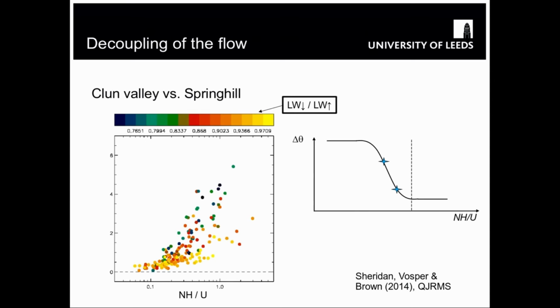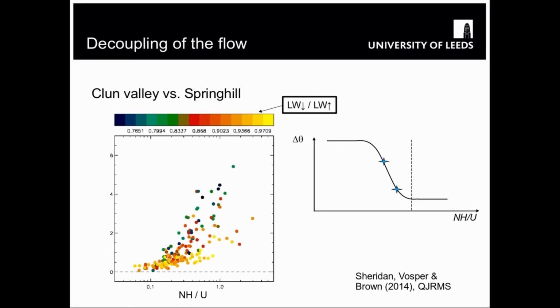So here we're looking at the temperature difference in the valley, so the strength of the cold pool as a function of this non-dimensional parameter here, NH over U. So N is a measure of the background stability, H is the depth of the valley, and U is the background wind speed above the valley. So these are large scale parameters that we could get from a coarser resolution model.